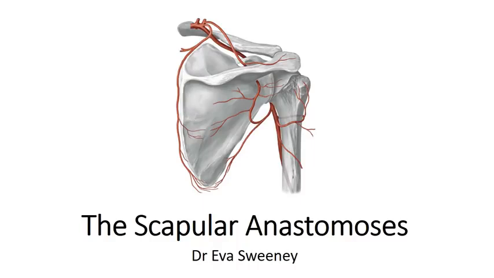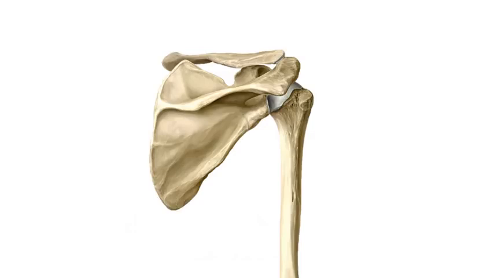This video will present a brief overview of the scapular anastomoses. To start, we will draw the major arterial blood supply to the upper limb. This vessel is continuous but has three different names. First, it is called the subclavian artery, then the axillary, and then the brachial artery.